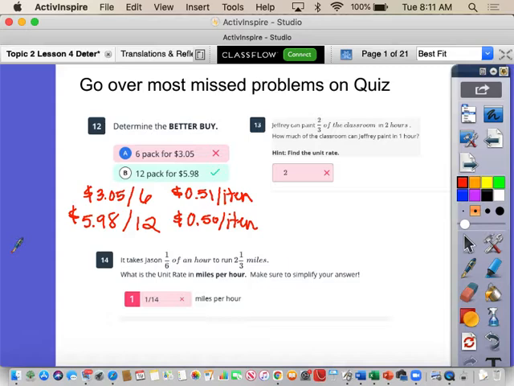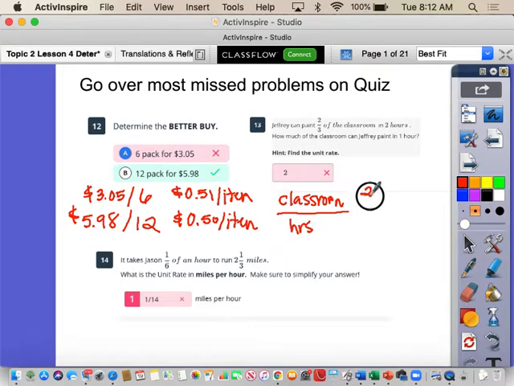All right, for 13, Jeffrey can paint 2/3 of the classroom in 2 hours. So we want to know how much he can paint in 1 hour. We're finding the unit rate. So if I'm trying to figure out how many classrooms he can paint per 1 hour, what needs to go on top, my classrooms or the hours? Oren? Yeah, our classrooms would go on top. So we need the classroom over the number of hours.